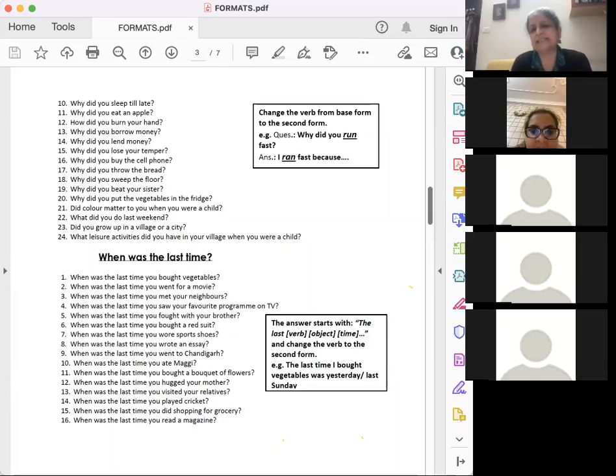When was the last time you bought vegetables? The last time I bought vegetables was last Sunday, was yesterday, was this morning. After that, you can say whatever you like. Okay. But "was" is in the question, right? When was the last time you bought vegetables? The last time I bought vegetables was last Sunday. Okay. When was the last time you wrote an essay?